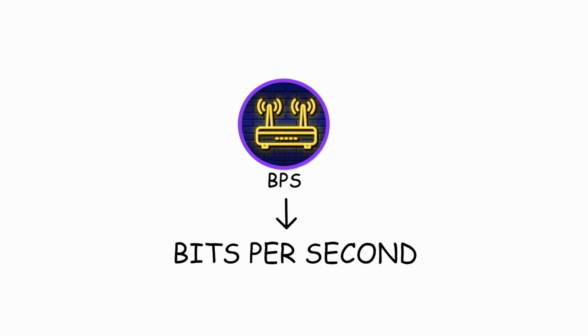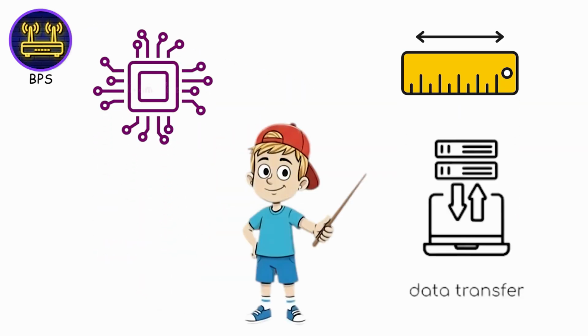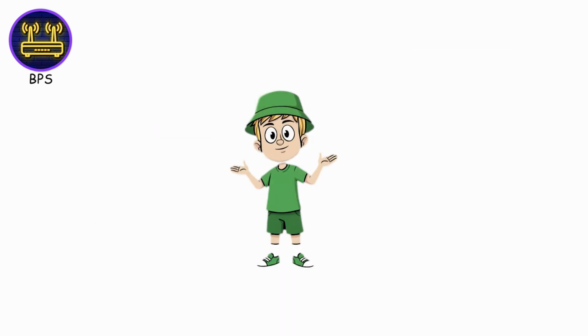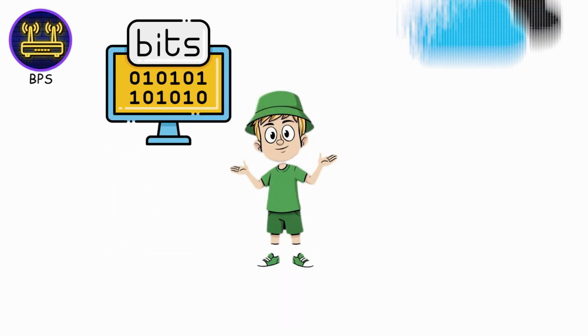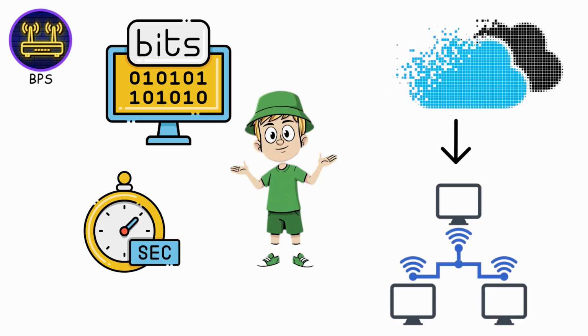Bits per second, or BPS. This is the most basic unit for measuring data transfer speed. BPS represents how many individual bits, the smallest fragments of digital data, can move through your connection each second.